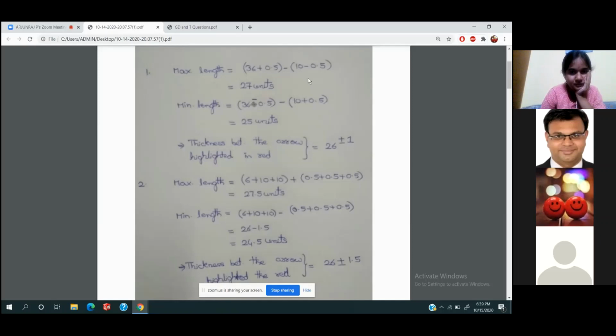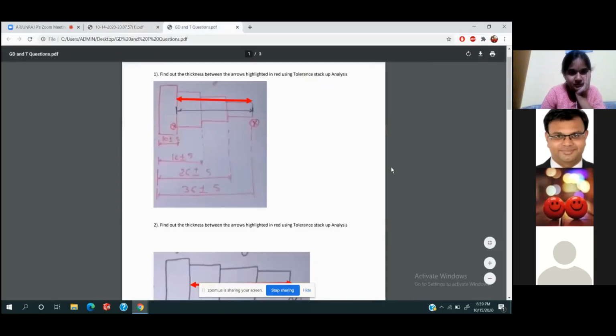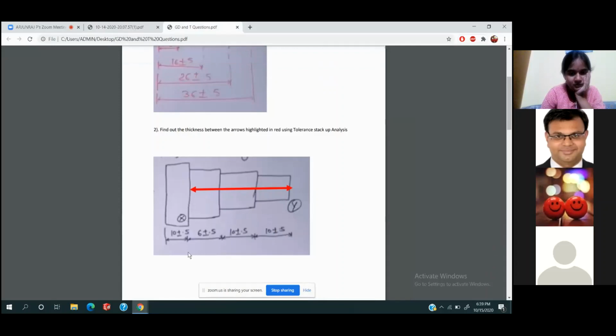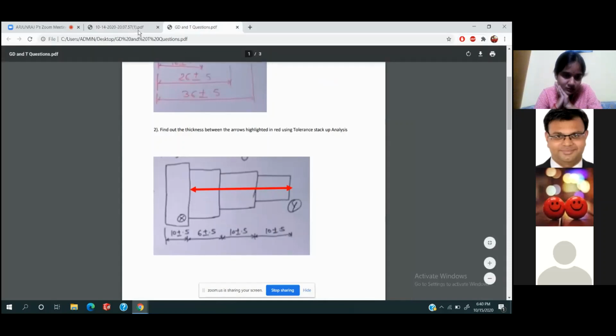Sir, and the second one, the question is chain dimensioning. Here, I have added all these: 6 plus or minus 0.5, 10 plus or minus 0.5, and 10 plus or minus 0.5. For these three parts, for the maximum limit, I have added the upper limits, and for the lower limit of the complete part, I have taken the lower limits. That's how I got the tolerance of the red arrowed part for the second one.